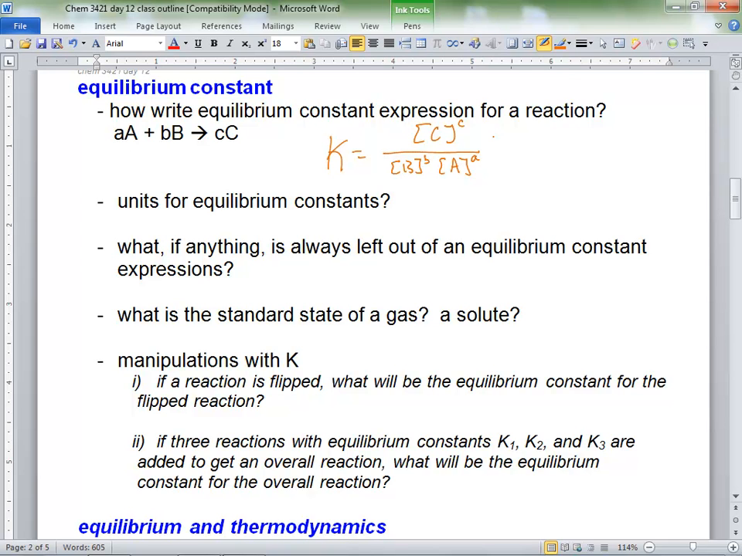Units for equilibrium constants. Brad, do they have units? No. It seems like they would, though. Right? Because here they wouldn't all cancel in this one. But he's technically right. But we haven't covered why he's right yet. When you look at this, I don't see all the units canceling, do you? It depends what the coefficients are. But he's technically right. The answer is no.